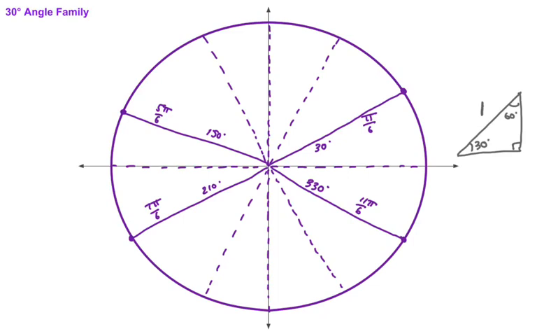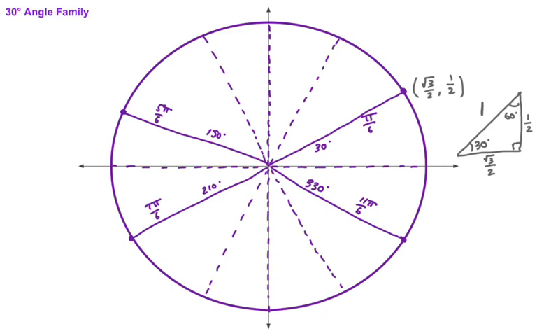So let's talk about that. The short side now is over here across from the 30-degree angle. So the short side is 1/2, and then the longer side across from the 60-degree angle is 1/2 times the square root of 3. So in a 30-degree angle family, the x-coordinate is root 3 over 2. And the y-coordinate is the 1/2 value now.